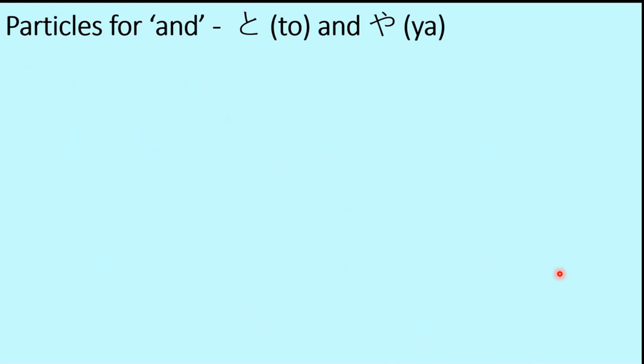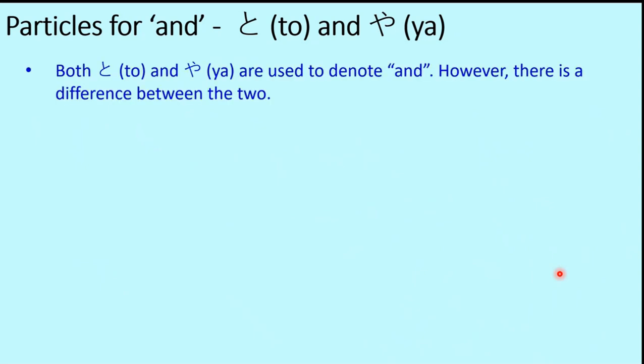So, that was a quick recap of all the particles that we have done so far in this course. And now we are going to begin today's lesson, that is particles for and operation. That means the conjunction and how it is expressed in Japanese. So basically there are two particles in Japanese to represent and. These are to and ya. Both to and ya are used to denote and.